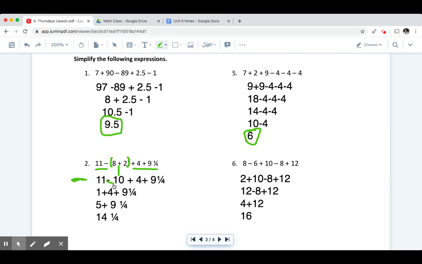11 minus 10 is 1, and I'll rewrite the rest. 1 plus 4 is 5, and 5 plus 9 and 1/4 equals 14 and 1/4 as our final answer.